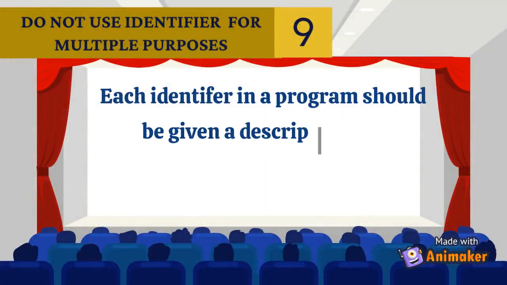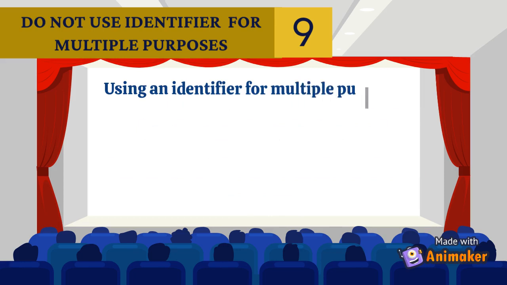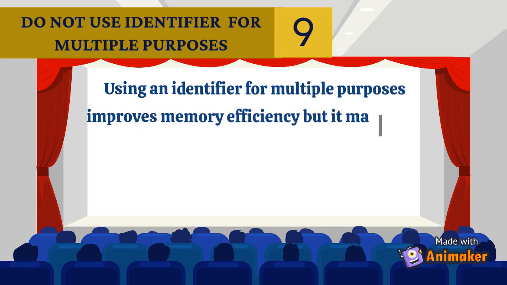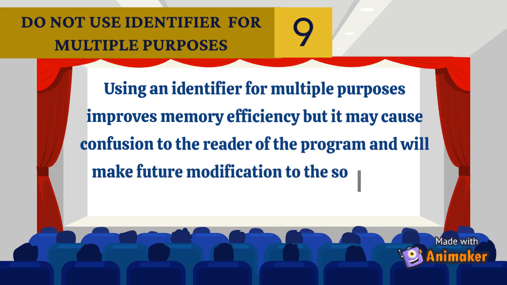Next, do not use an identifier for multiple purposes. Each identifier in a program should be given a descriptive and meaningful name that reflects its purpose. Using an identifier for multiple purposes improves memory efficiency, but it may cause confusion to the reader of the program and will make future modification to the source code extremely difficult.